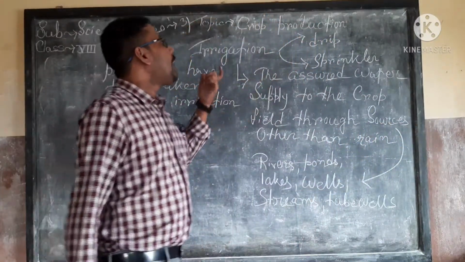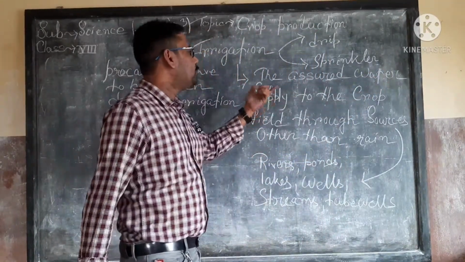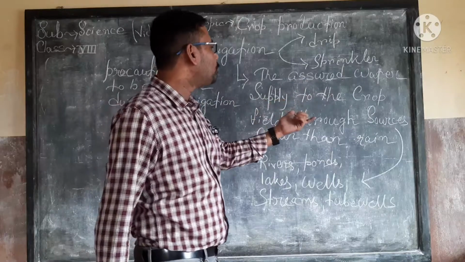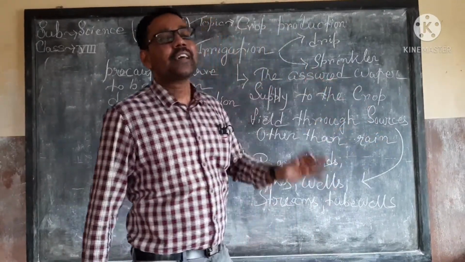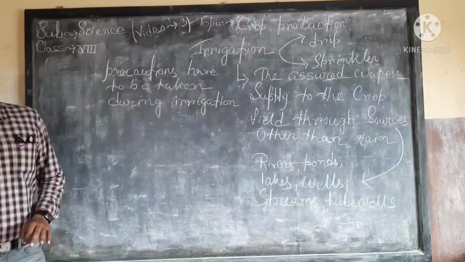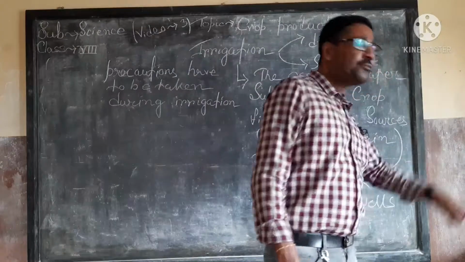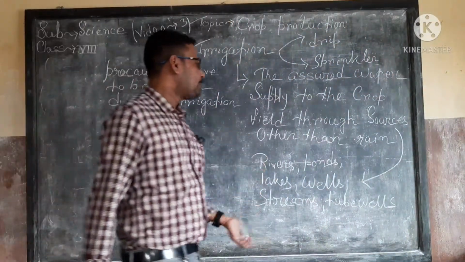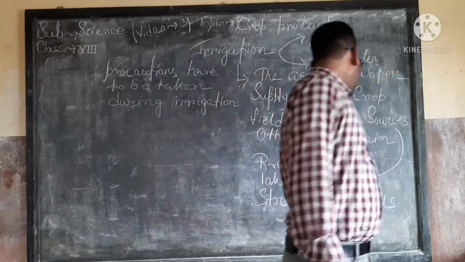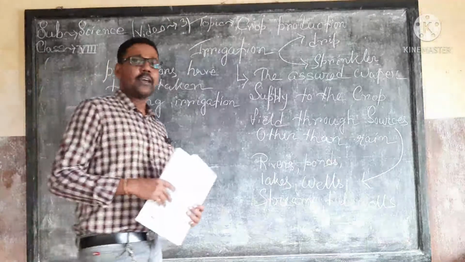Irrigation is assuring the water supply to the crop field through sources other than the rain. This type of method or process is called irrigation. And the sources mainly mean the river, pond, lakes, wells, springs, tubewells, and also the dams.